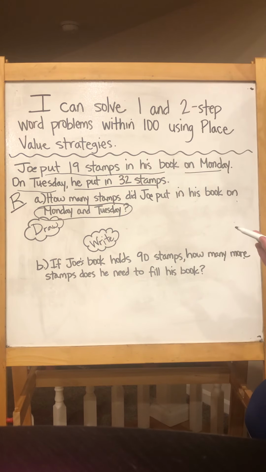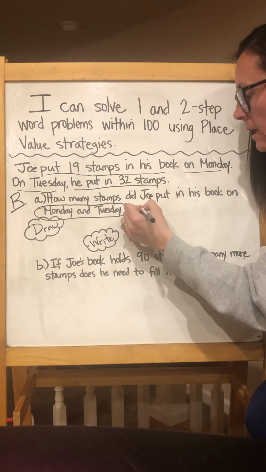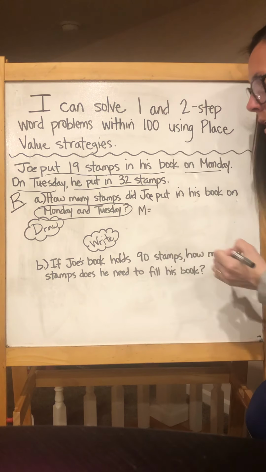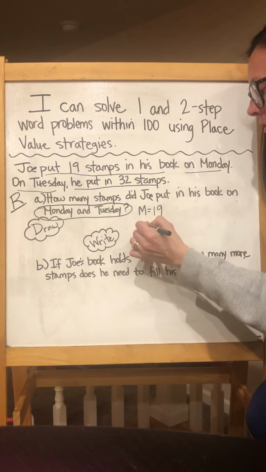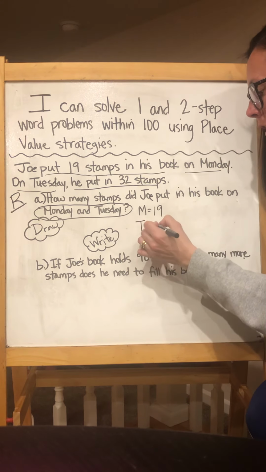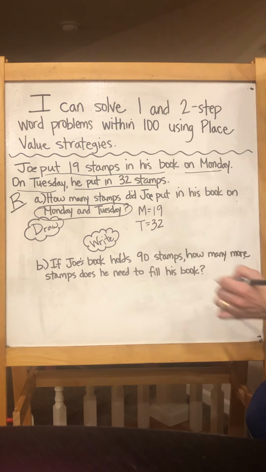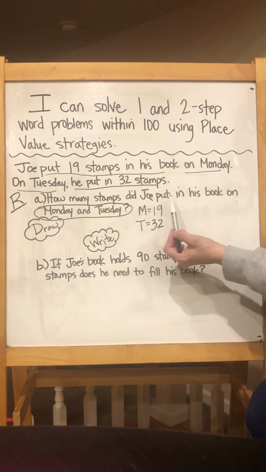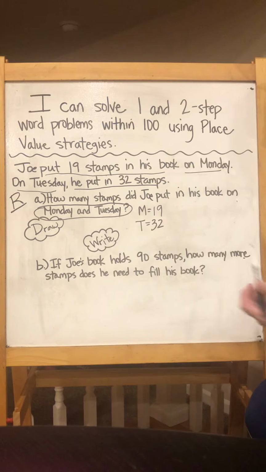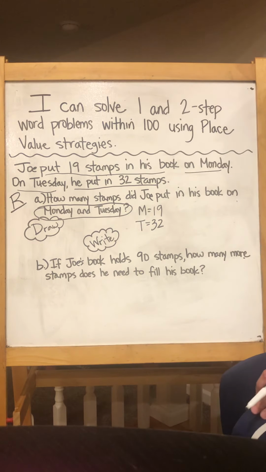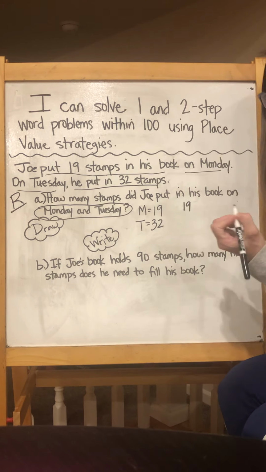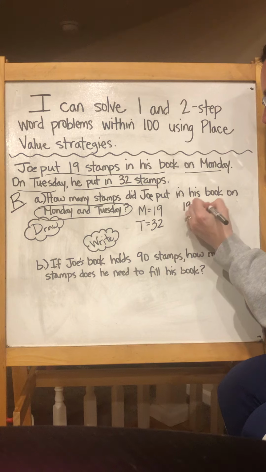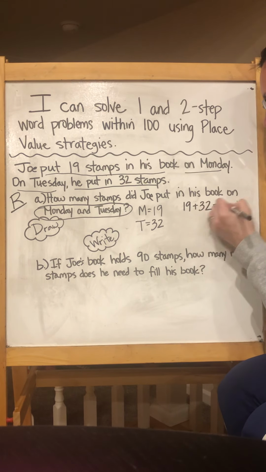So then we would draw. We know that on Monday, I'll say that that's M, he put in 19 stamps. And on Tuesday, he put in 32 stamps. And if I want to know how many he put in his book on both of those days, I would need to add them together to find out the total amount for both Monday and Tuesday. So 19, I would write an equation, plus 32 equals something.